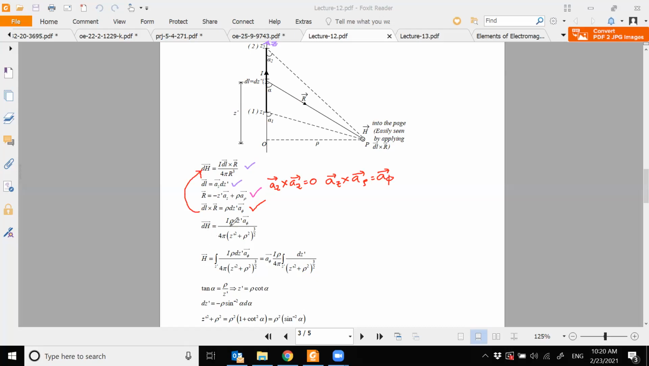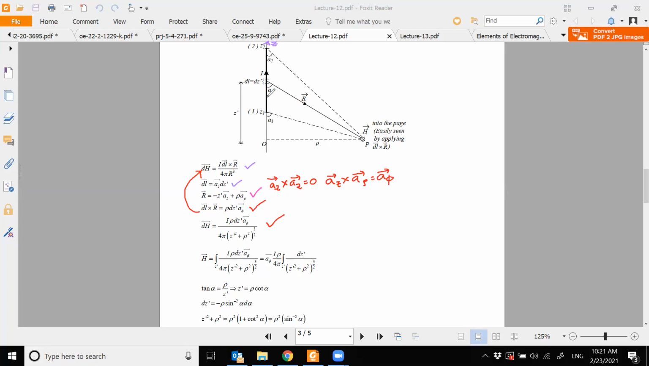Now put this in our expression. So dH is I times dL cross R, which is rho dz' a phi, divided by 4 pi R cubed. What is my R? This is my R, so the magnitude of this cubed will be z' squared plus rho squared to the power of half, cubed. That's why it is 3 by 2. So this is my magnetic field, which I will see here due to the small elemental length.